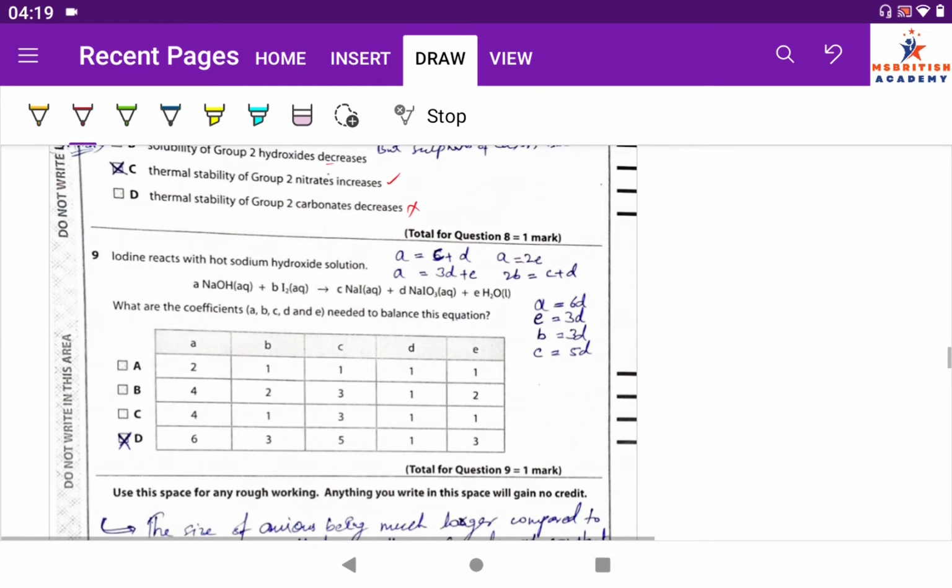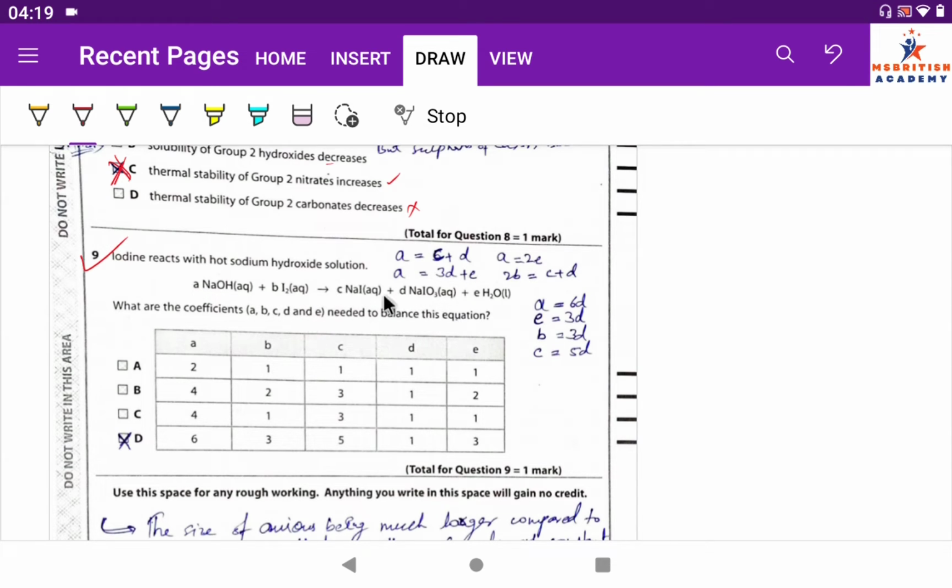So from here, answer C will be correct. Now for question number 9, iodine reacts with hot sodium hydroxide solution. A reaction is given to us. Sodium hydroxide aqueous reacts with iodine aqueous, gives NaI aqueous, NaIO3 aqueous, and water liquid, and their coefficients are given.